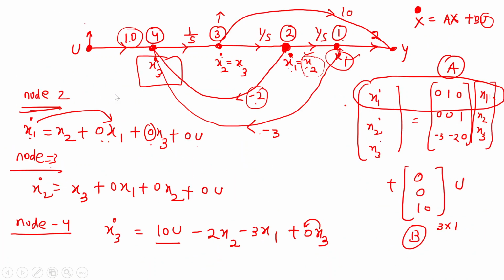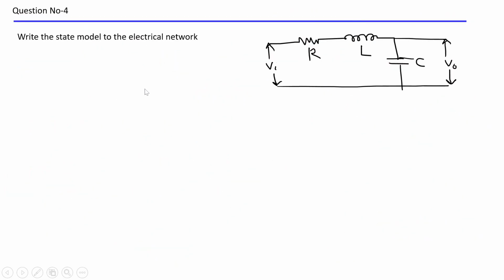Okay, so just to go back to the equation, I have just described how you have to write. Now come to question number 4. This is also you have to write the state model. So first problem we have discussed how you write the state equation from the differential equation. Second problem I discussed how to write the state equation from the transfer function. Third problem we have solved the differential equation by using the signal flow graph. Now the fourth question is related to how I have to write the state equation from the electrical network.